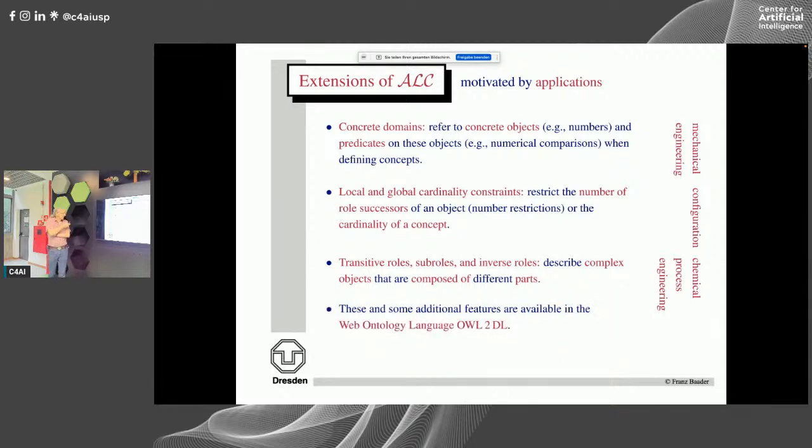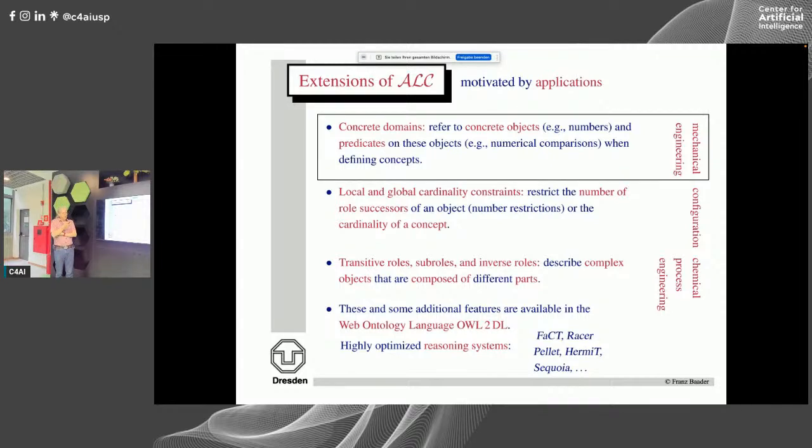And what you can notice is that these and some additional features are now available in this web ontology language, OWL 2 DL. So they were motivated by specific applications, but they were so interesting that in the end they were seen to be of relevance for lots of applications. And of course, there are highly optimized reasoners for this language, like FaCT++, Pellet, HermiT, and some of the newest ones, Sequoia. So no one can complain that I forgot his or her reasoner.